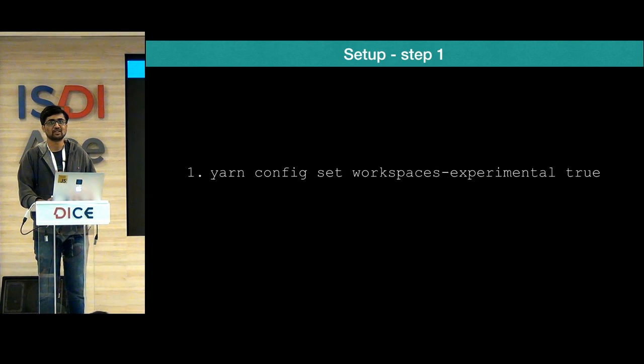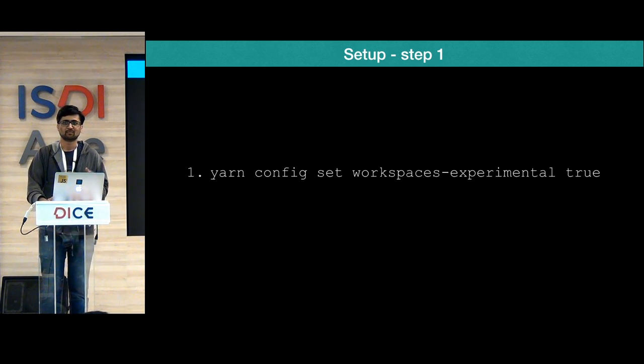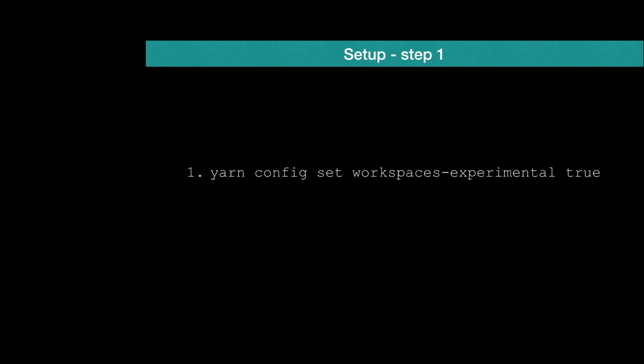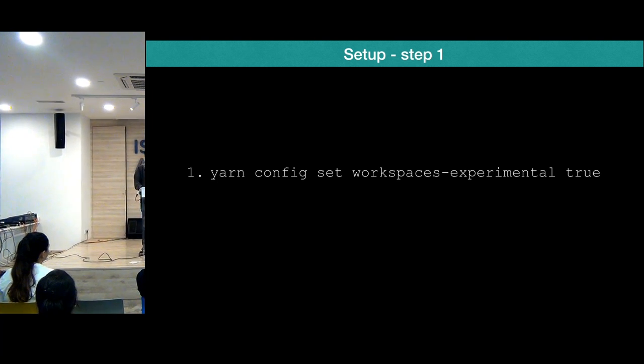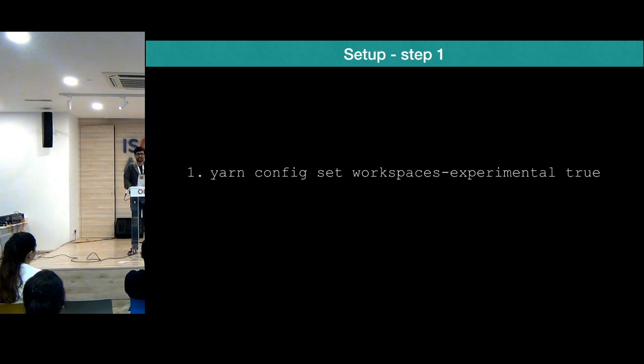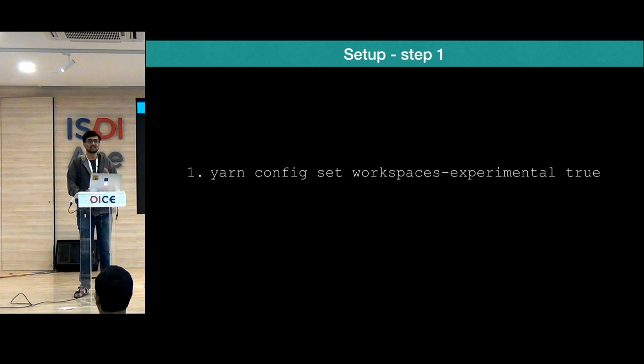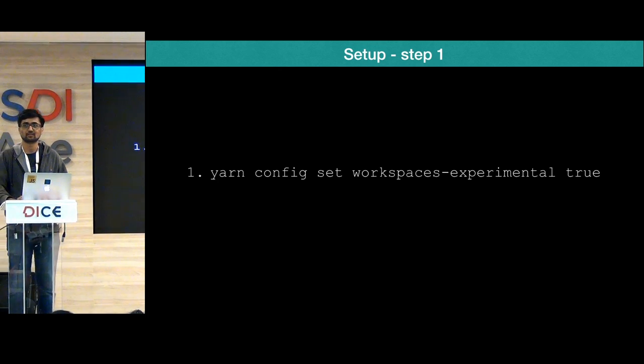Let's see the second thing, step one. You have to add the flag workspaces-experimental. Yes, they say it's experimental because they want to get feedback from the community, which is pretty simple. So this command. First thing, set up the flag. Okay, this is set up. This is a one-time thing that you have to do. This will add workspaces-experimental true into your .yarnrc file in your OS home directory.